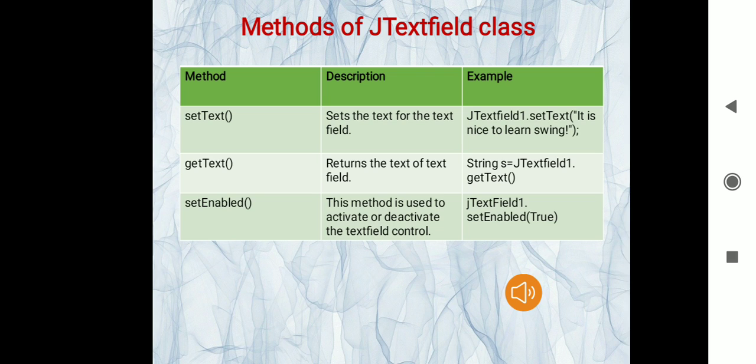If you want the text box control to be activated, then write the Java code as JTextfield.setEnabled within bracket, put the text true. And if you want the text box control to be deactivated, then write the Java code as JTextfield.setEnabled within bracket, put the text false.